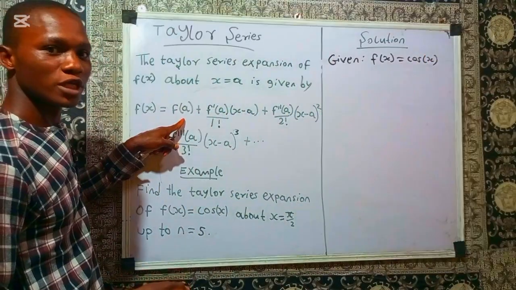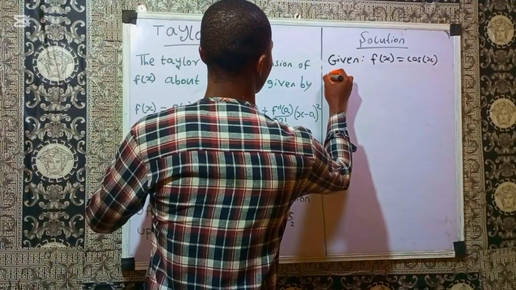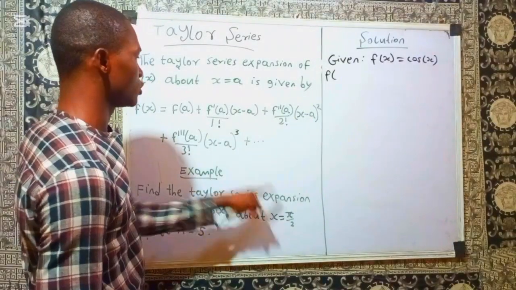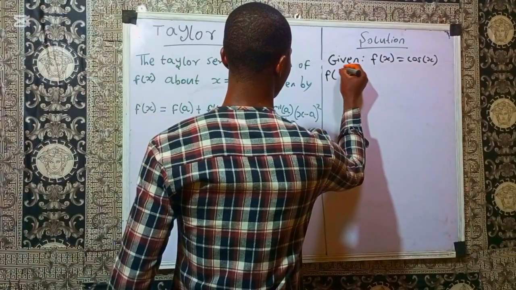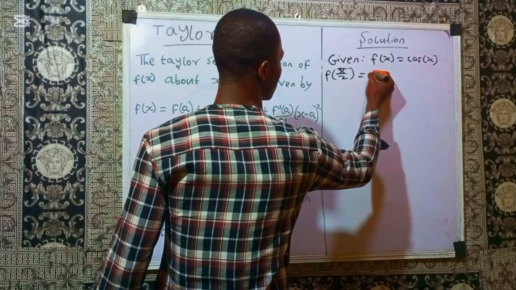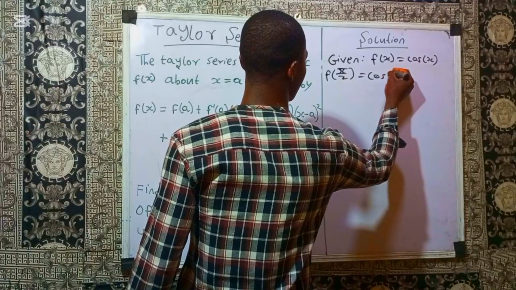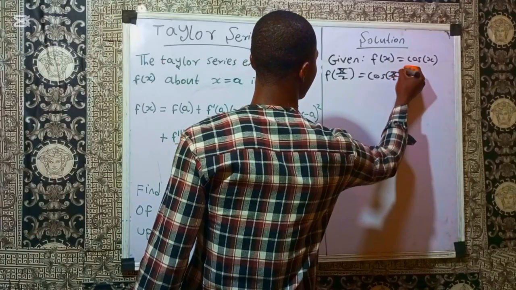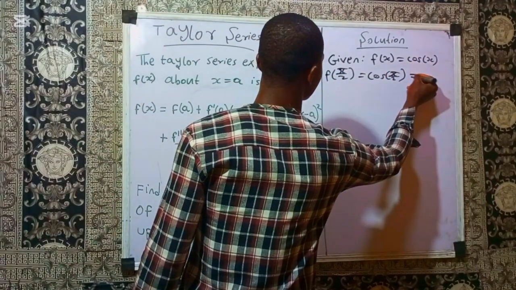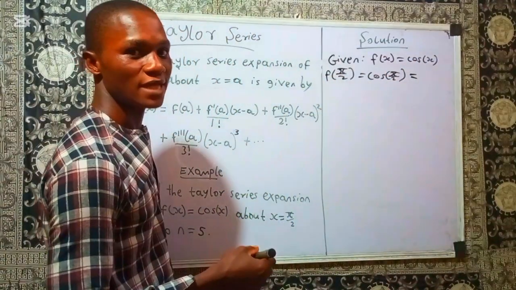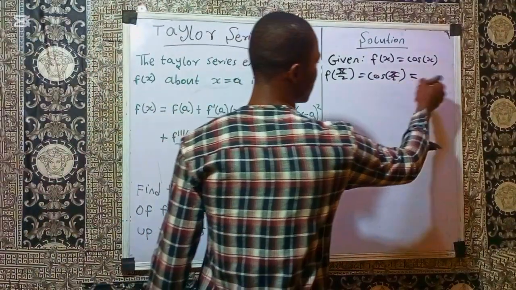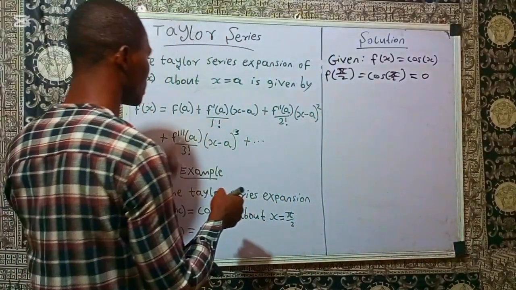Now by the formula we need to get f at a. Our a here is pi over 2. That's the point given to you, it is your a. So that will be cosine pi over 2, since I'm putting pi over 2 in for x in my cosine. And what is cosine pi over 2? Pi over 2 is 90 degrees, so that's 180 divided by 2. And cosine 90 is 0. So I've gotten f at a.